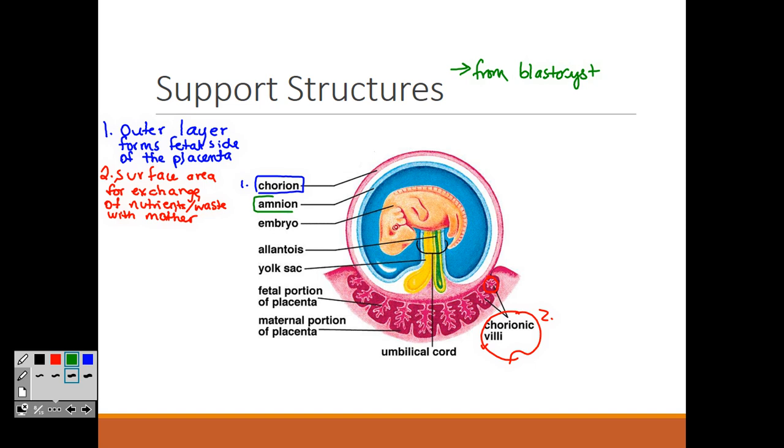We'll take a look at the amnion next. I'll call that number 3. The amnion is a transparent sac filled with fluid. If you look, it is not the outermost layer, but it's further inside from the chorion, so you can use that to distinguish it. It surrounds and protects the embryo.